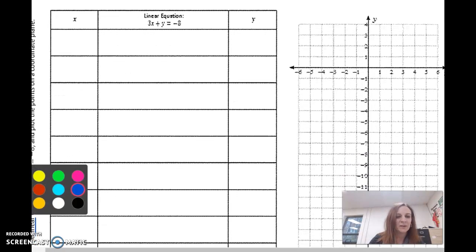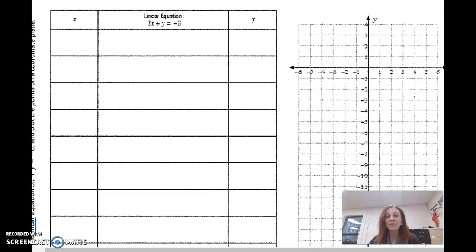So our equation, I know it's hard to see over here, is 3x plus y equals -8. I'm going to solve for y in this one, and I'm just going to plug some numbers in for x. Remember, a good number to start with always is 0. We're going to put that in right here for x. So I'm going to go 3 times 0 plus y equals -8. Well, anything times 0 is 0, so y is just -8. So if I wanted to plot that point, I'd have 0, -8.